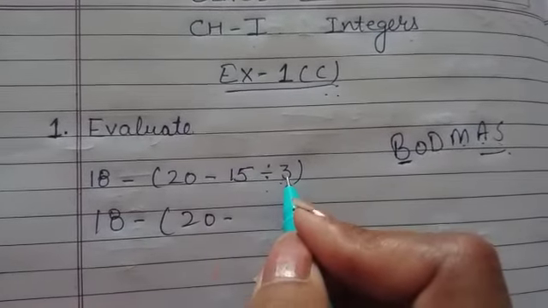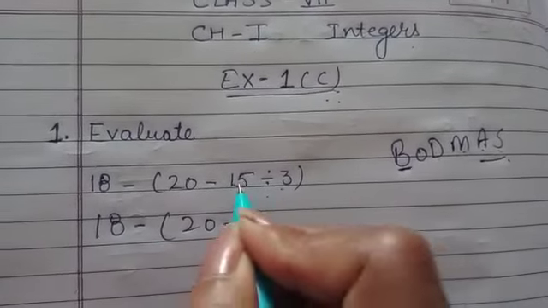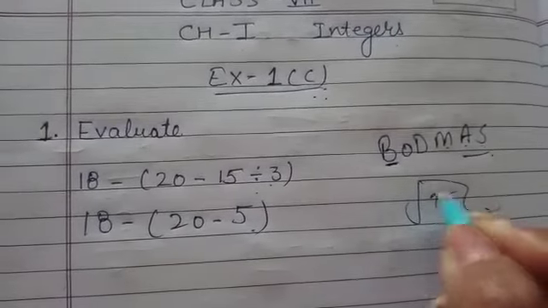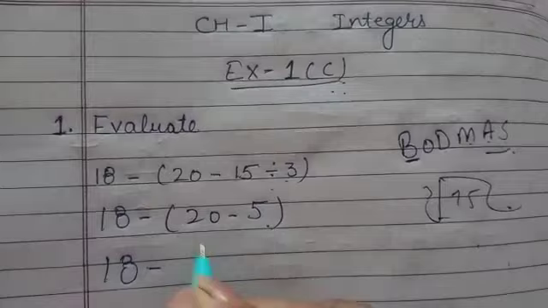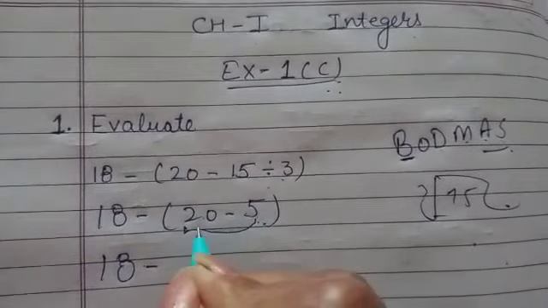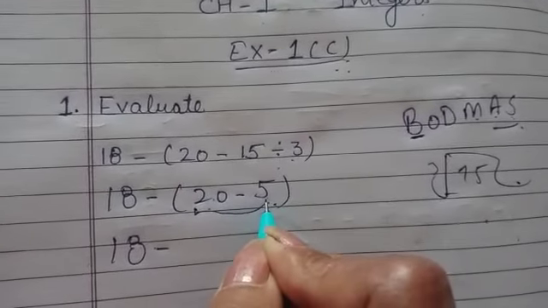So firstly we will deal with the division. If we divide 15 by 3, what will we get? 3 fives are 15. You can divide it if you don't know, and you will get the answer. After that, to remove the bracket, we will solve it. 20 minus 5. Most students make mistakes in the signs also.